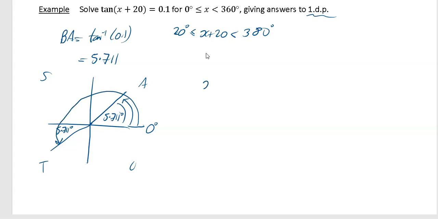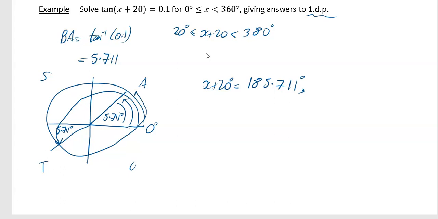So our first answer is x plus 20 degrees could be equal to 185.711, which is absolutely fine. The next one we come to is a full turn plus another 5.711, so it's 365.711 degrees. So we'll just make a wee note of that. That's a full turn plus 5.711 degrees. That's where that has come from.